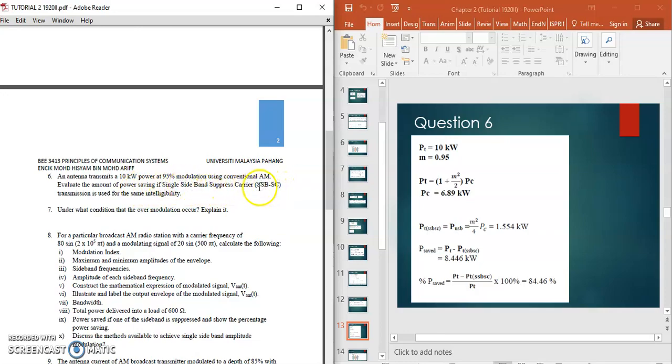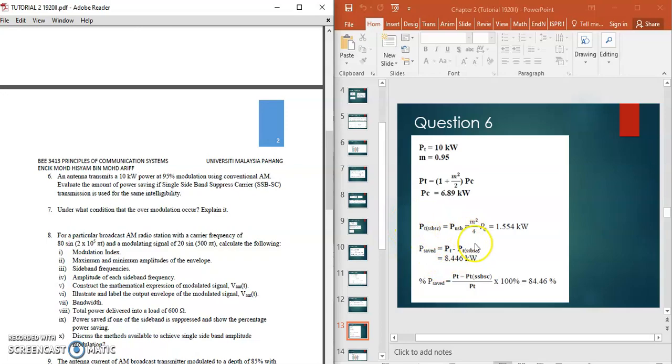Single sideband suppressed carrier means no carrier. So what happened? You take PT, and M equals this formula. Use this direct formula for single sideband. You check back in the slide, and then the power saved.